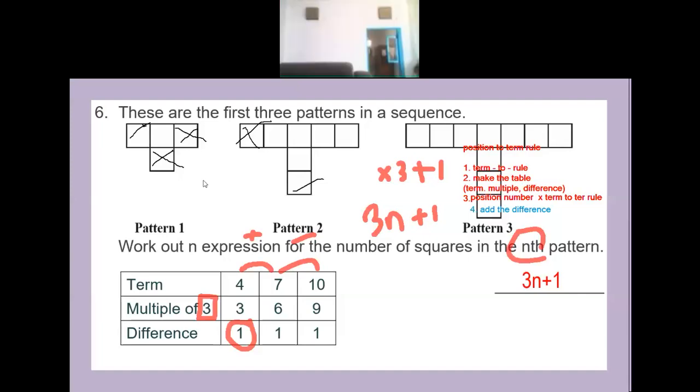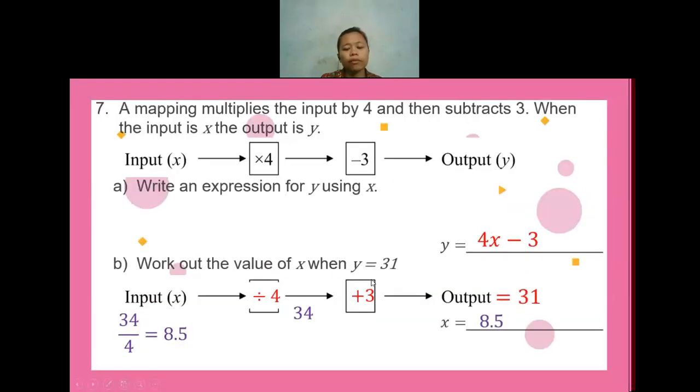Yes. Okay. Is there anyone else having any question before I move to question 7? No? Okay. I have no question, teacher. Okay, if you have no question, let us move to question 7.